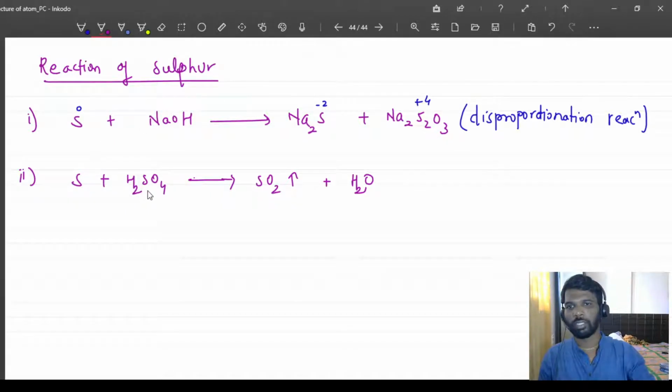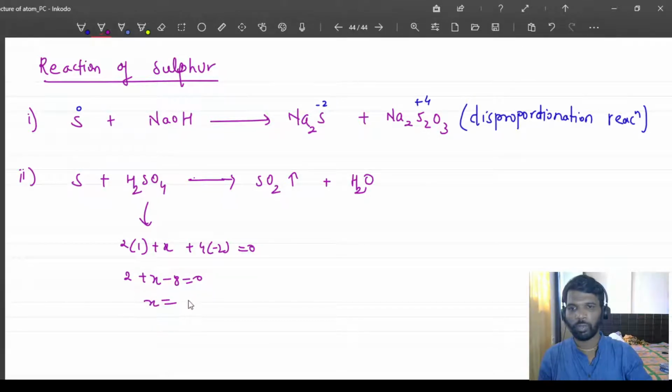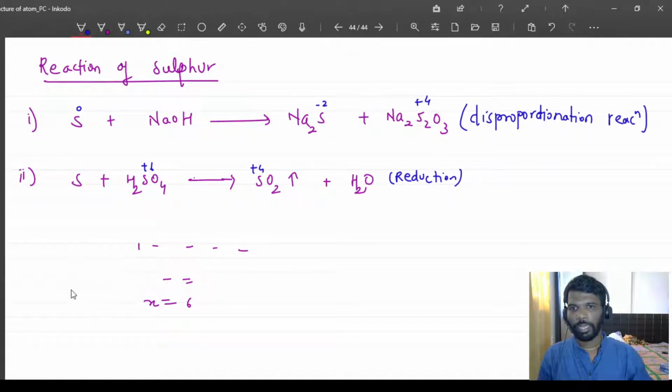Here the oxidation state of sulfur, if you calculate, how much will it be? 2 into 1 plus x plus 4 into minus 2 is equal to 0. So 2 plus x minus 8 is equal to 0 and x is equal to 6. Here the oxidation state of the sulfur is +6 and here it is +4. Means here this is a reduction. The reduction is taking place.